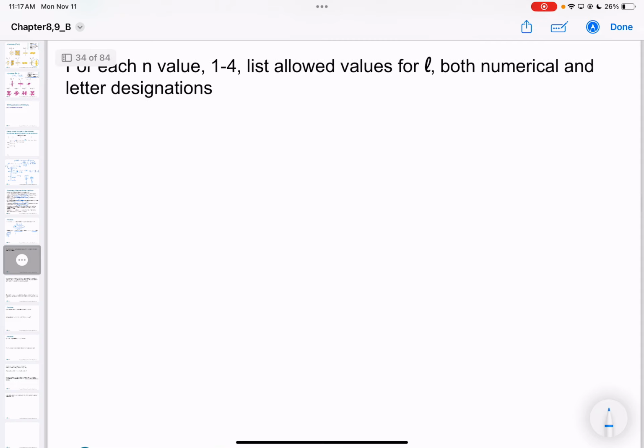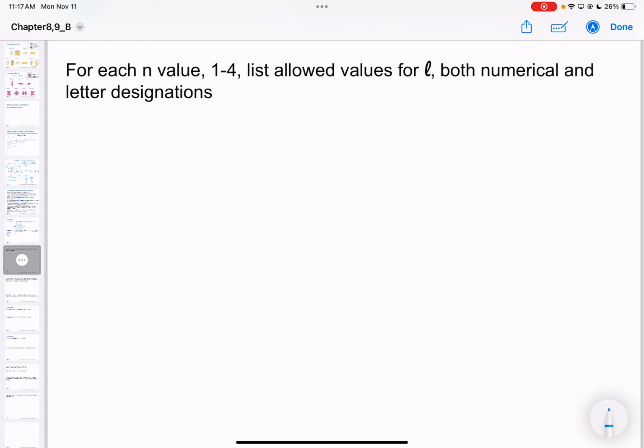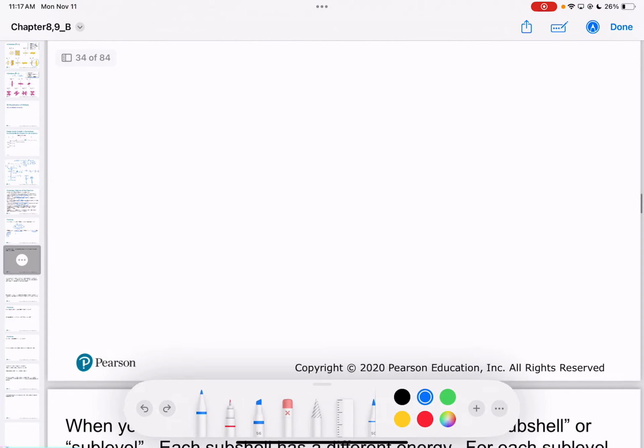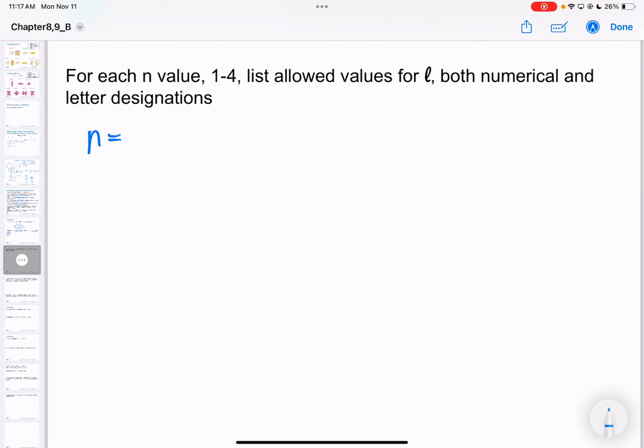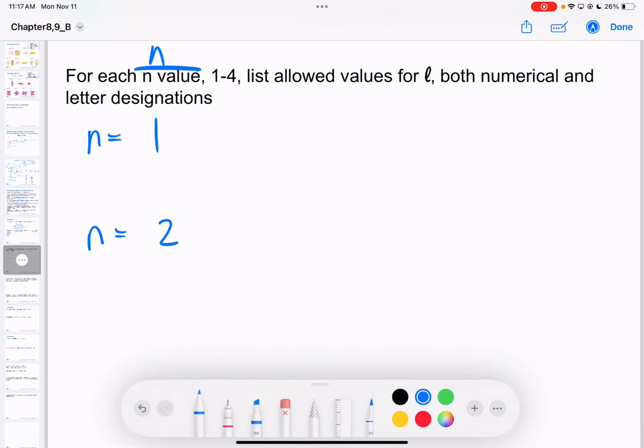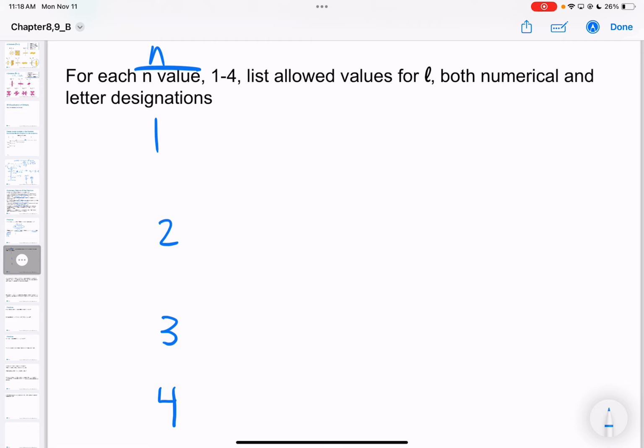Okay, so for each N value, N equals 1, N equals 2. Maybe I should just write N above and make it a chart, and then I can do that for L. N equals 3 and 4. I want you to tell me the L values, the number, and also the letter that you see at N equals 1, 2, 3, and 4. So take maybe 2 minutes to do that one.